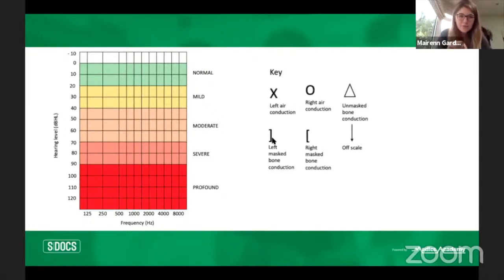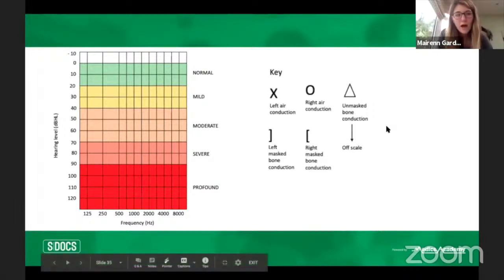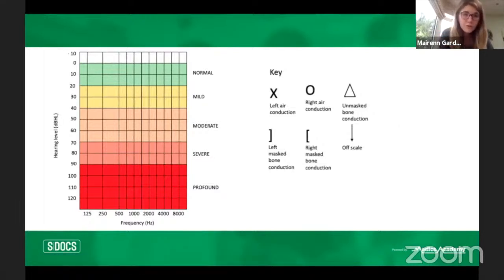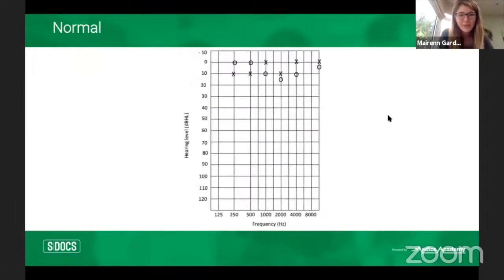These little brackets confused me, but actually make quite a lot of sense when you look at them. With left masked bone conduction the bracket faces to the left, and with right masked, the bracket faces to the right. Off the scale might mean that the patient hasn't heard anything, or that the reading is too low to assess. So, as I said again, this is a normal audiogram. The X's here show the left ear, and the O's here show the right ear.